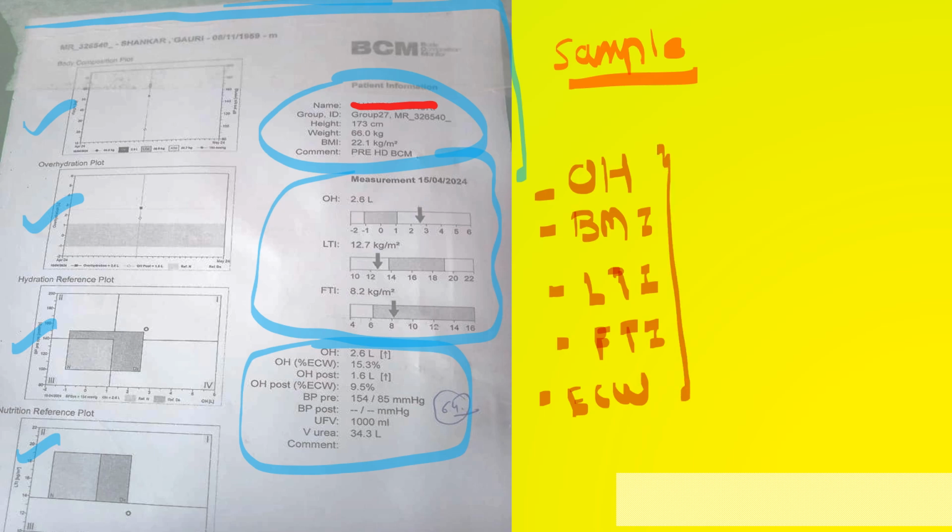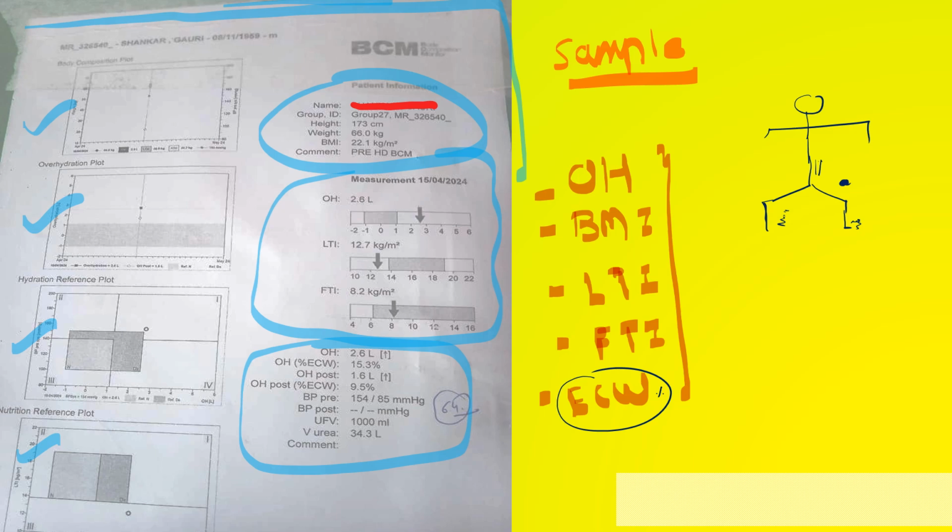What is this extracellular water? See, in the patient, water can be inside the cell or outside the cell. Outside the cell, it can be inside the vessel or it is in the interstitium. The extracellular water is the amount of water which is not inside the cell. I hope you are understanding extracellular water. On overhydration, how much percentage is in the extracellular compartment? This is what we are going to get.